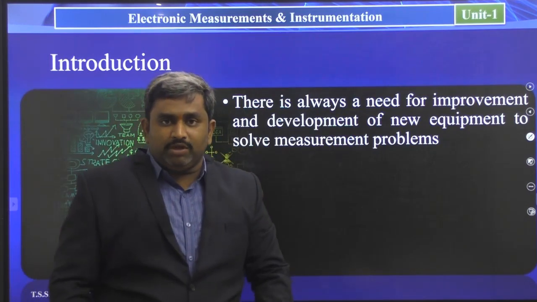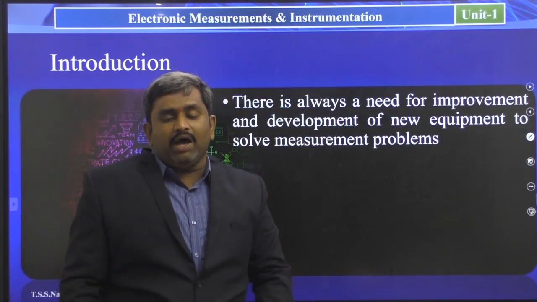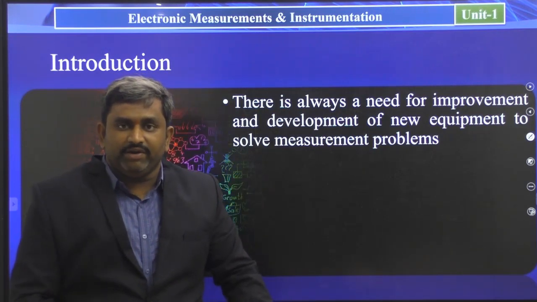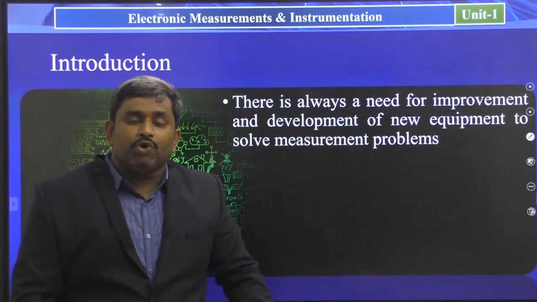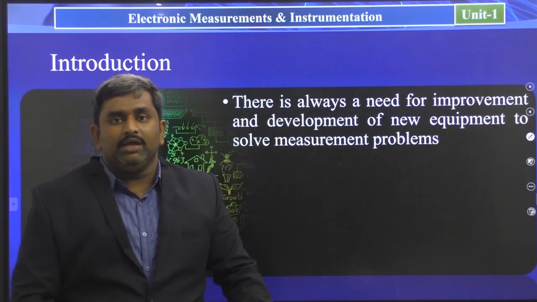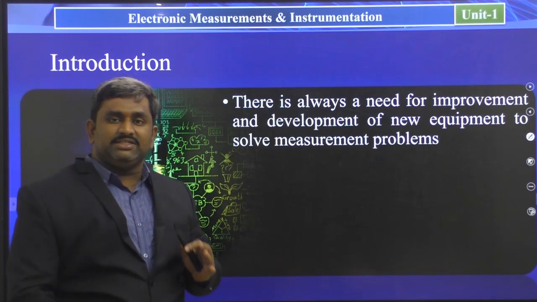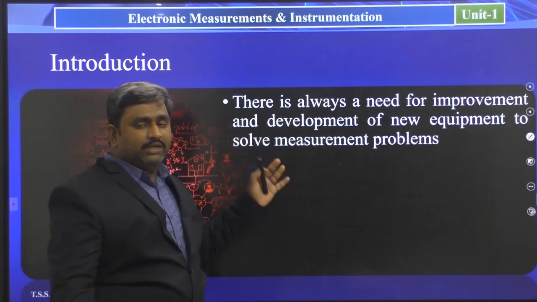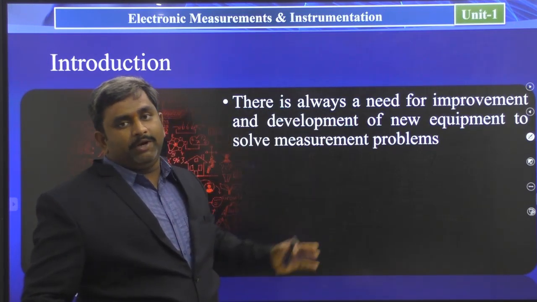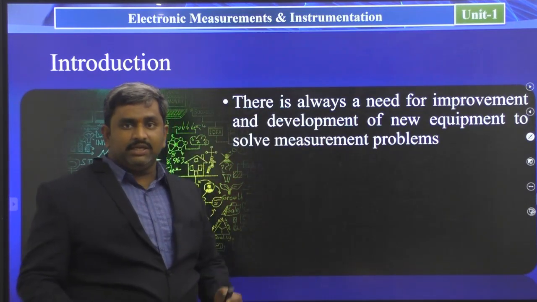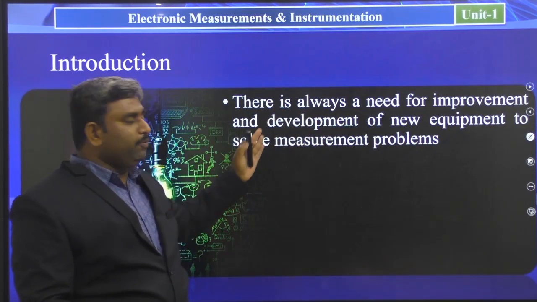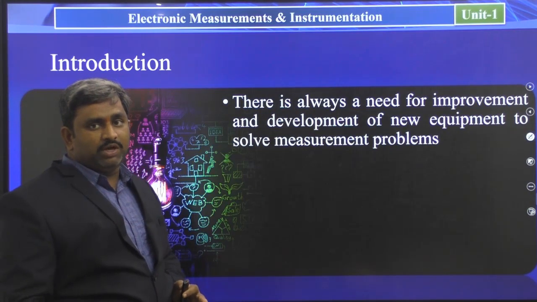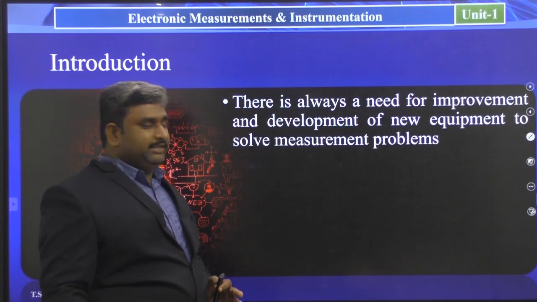When we are measuring with voltmeters, ammeters, multimeters or any latest electronic equipment, we are measuring different types of activities. For any type of device, some drawbacks or limitations are available. So 100% there is a chance to improve the measurement process. There is always a need for improvement and development of new equipment to solve the problems we are facing in real time.